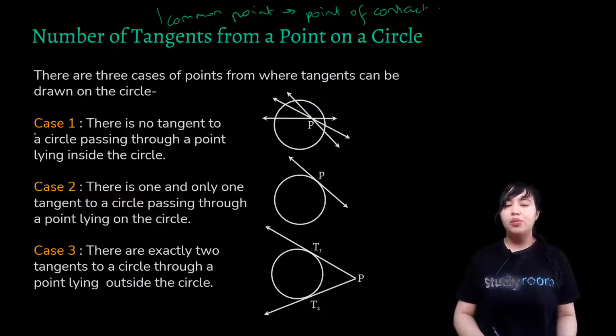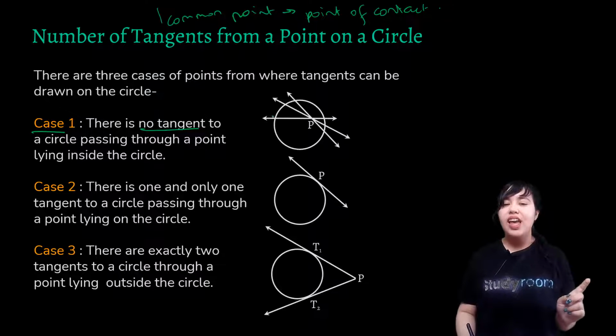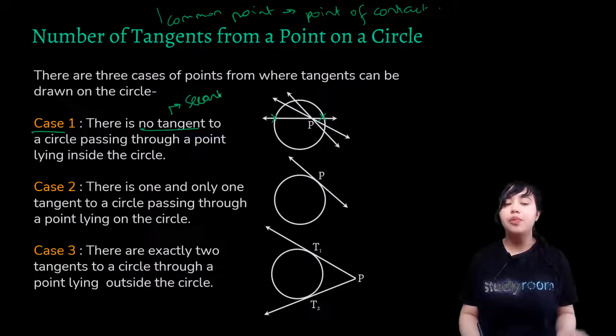So case number one, there is no tangent. No tangent means you're considering points, say, inside the circle. This is the interior of the circle. Now, as long as you're considering these line segments inside the circle, you'll always have two common points. And that makes it a secant and not a tangent. There is no tangent, instead there is a secant if the points are lying inside the circle.